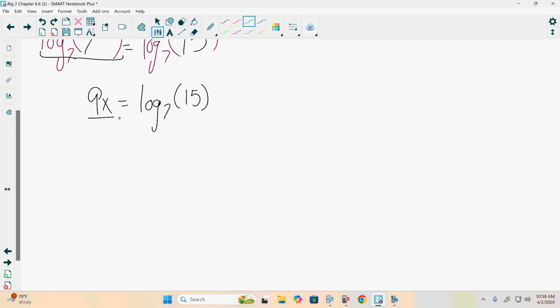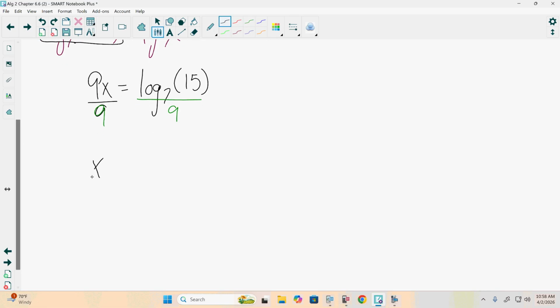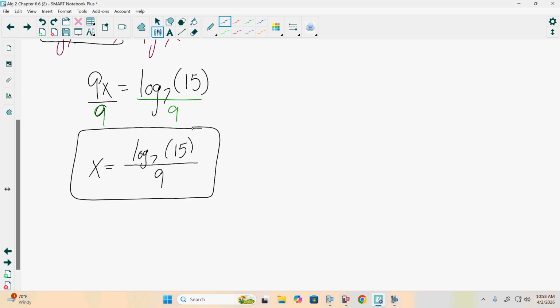So what we have to do is get x by itself. Since it's being multiplied by 9, we divide both sides of the equation by 9. 9x divided by 9 is x, and that's equal to log base 7 of 15 over 9. We can divide these logarithms by numbers, by terms, by expressions. Questions on how we got here?